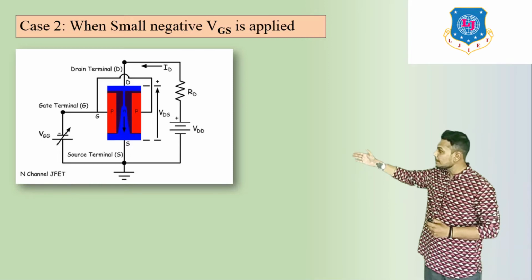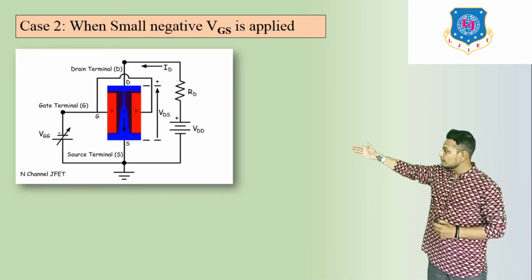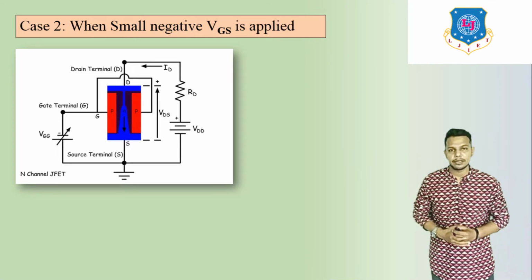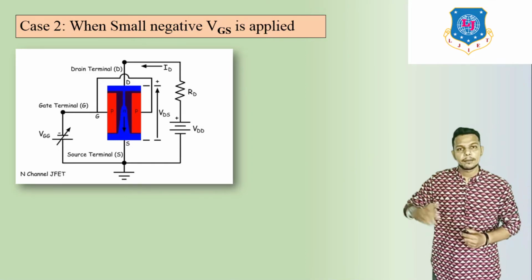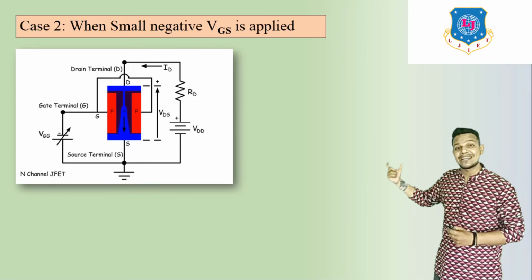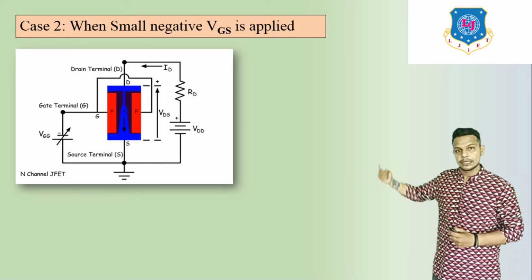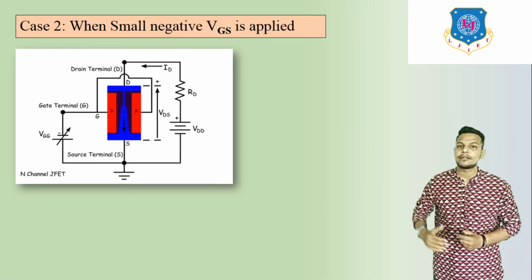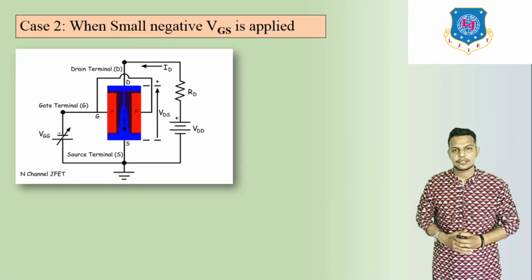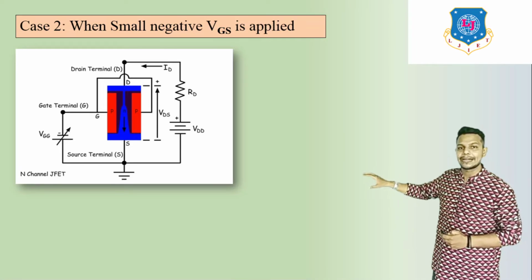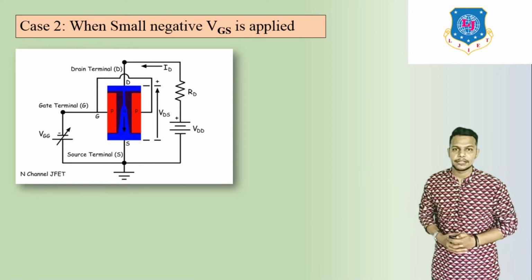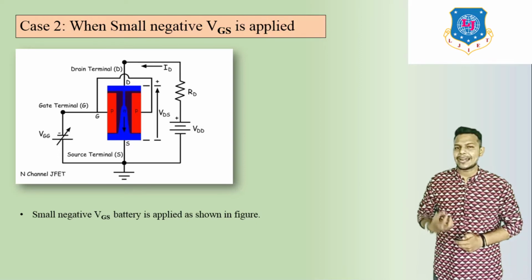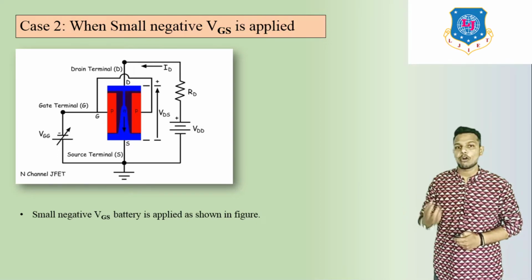Clearly visible here, it is P-type material which is directly connected to the battery's negative terminal. Now remember this thing, P-type and battery's negative, that means N, P, both are dissimilar, that means it is in reverse bias. So here we should connect it in reverse bias condition. Now if we apply a small negative voltage, then what happens?